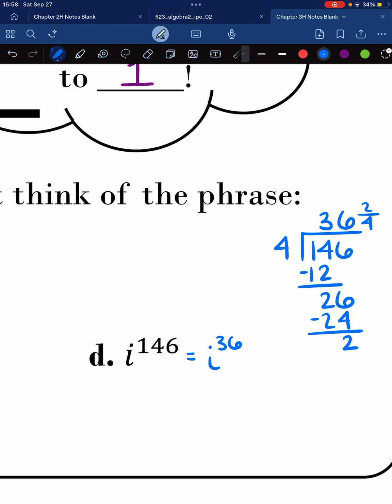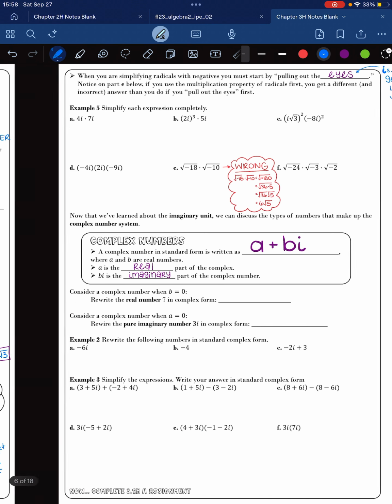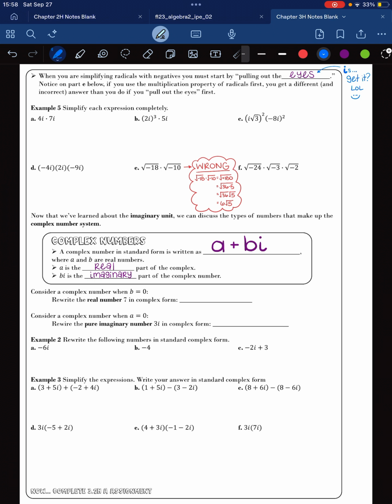So I end up with i to the 36th. Oh, no, I'm sorry. That was silly. The closest is going to be i to the 144. 36 times 4 is 144. And then i squared. There we go. That adds back up to 146. So I know since 144 was a multiple of 4, it's going to go in one time. i squared is negative 1. So my answer is negative 1. Woohoo! "1, i, negatives in the middle."